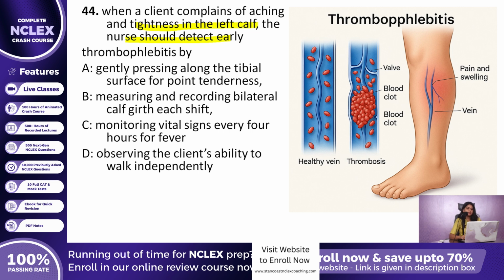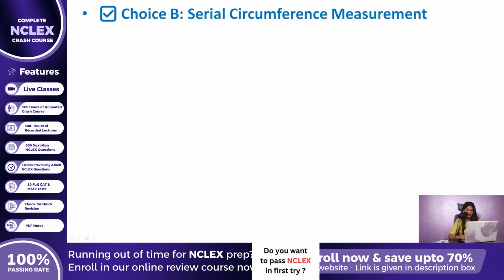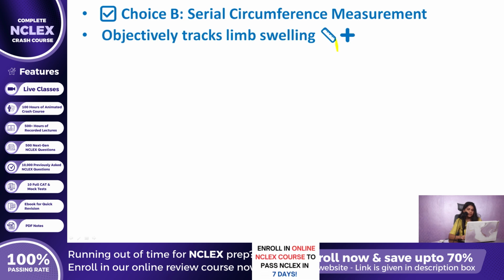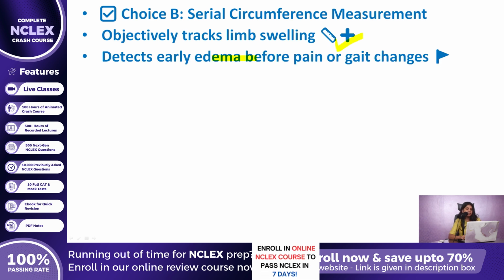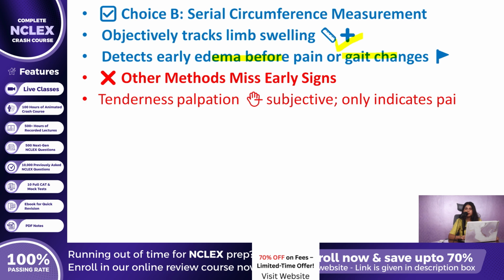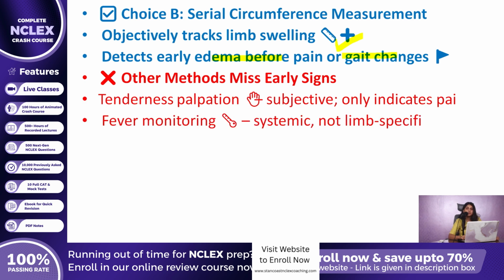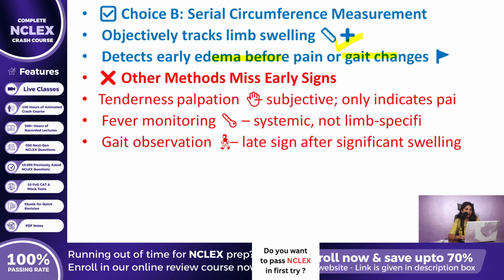The correct answer is B, because serial circumference measurements objectively quantify localized swelling, the earliest sign of clot formation, allowing subtle increases in limb volume to be identified before pain or gait disturbance occur. Palpating for tenderness may detect pain but cannot track progression. Fever monitoring does not localize limb changes, and gait observation captures late signs rather than early edema.